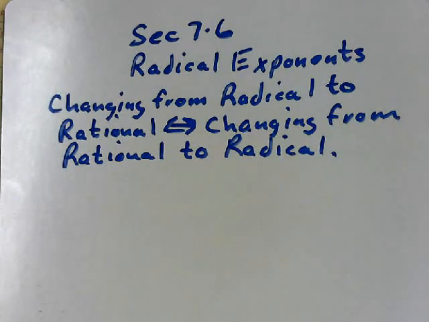We're going to be doing two basic processes today. One is going to be changing from radical exponents to rational exponents. The other one is changing from rational to radical. We have a process of doing this because there are times when some problems are easier to do with rational exponents, some are easier to do with radical exponents.